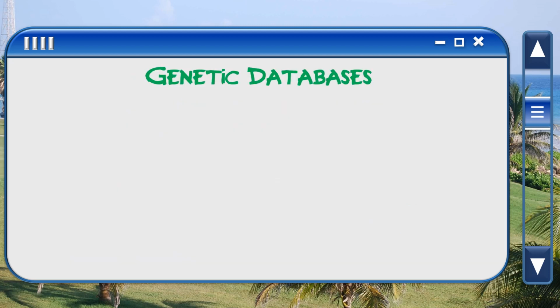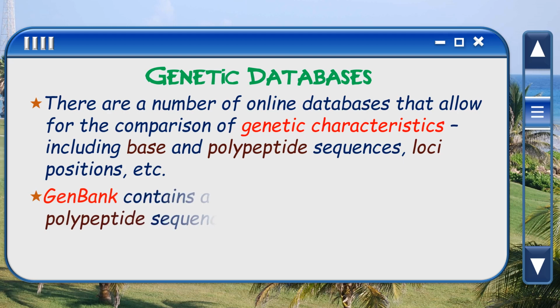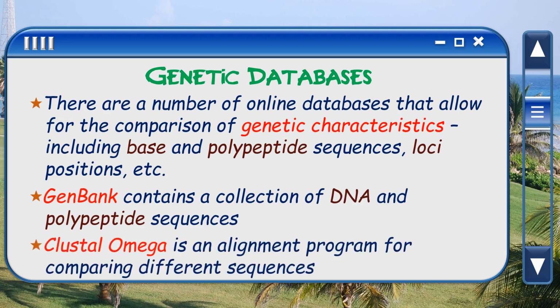Genetic databases. There are a number of online databases that allow for comparison of genetic characteristics, including base and polypeptide sequences, loci positions, and many others. GenBank contains a collection of DNA and polypeptide sequences. Clustal Omega is an alignment program for comparing different sequences.